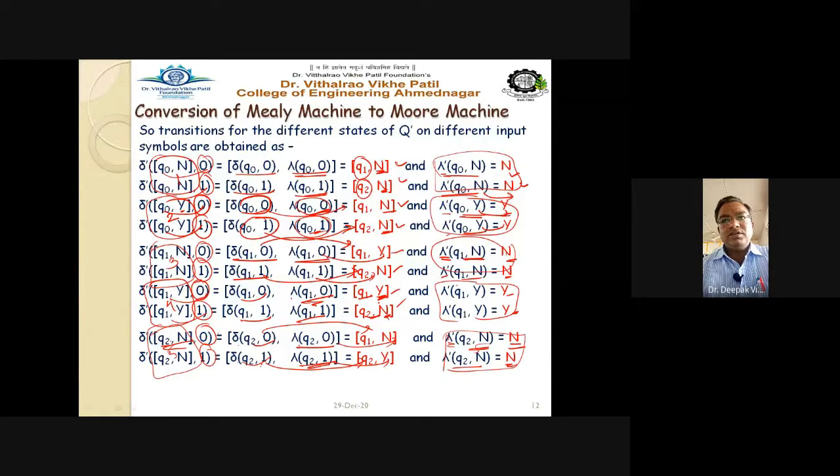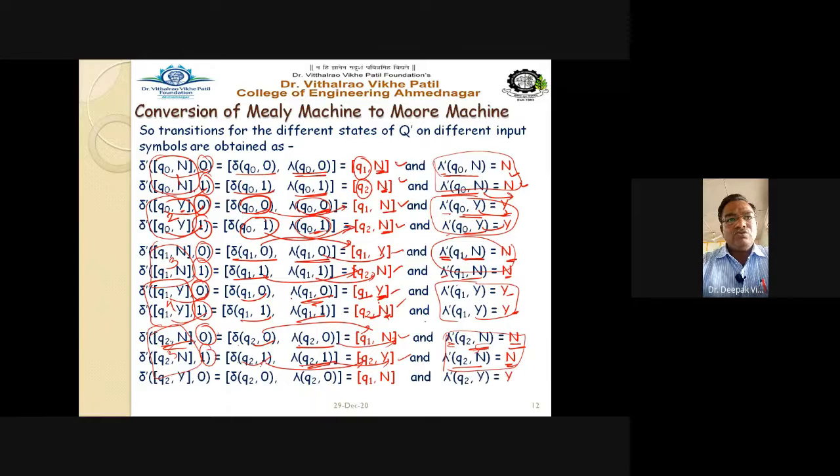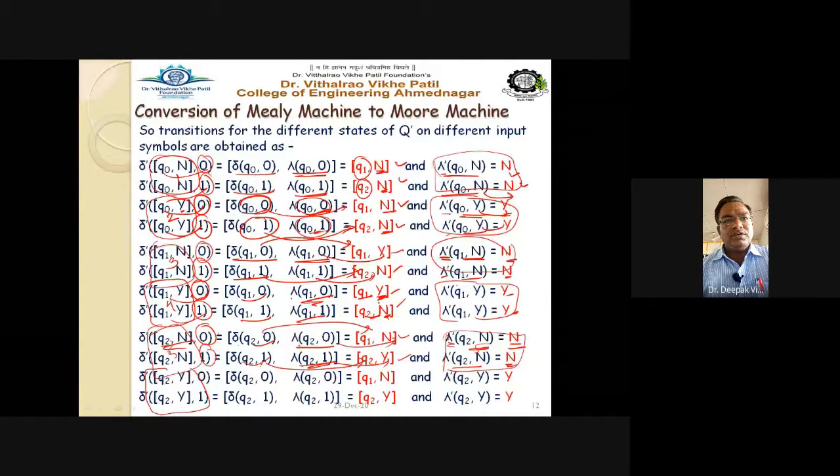And these are the next 2 transitions, and the remaining only one state is remaining, and that state is nothing but Q2Y on 0 and Q2Y on 1. See here, Q2Y, this is nothing but your state number 6, on 0 input and 1 input. So Q2 on 0, Q2 on 1. The answer for Q2 on 0 is Q1, and Q2 on 1 is Q2, and lambda of Q2 on 0 and lambda of Q2 on 1 are N and Y values. So these are the 11th and 12th transitions.